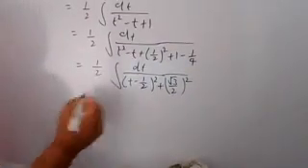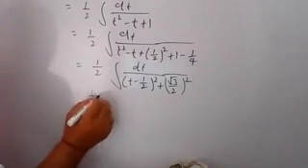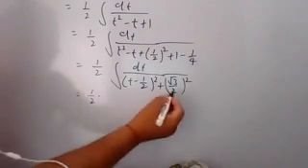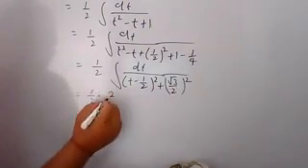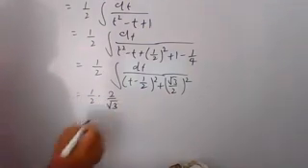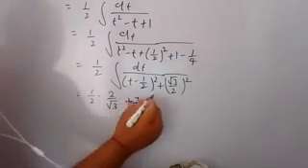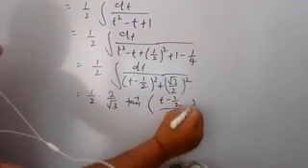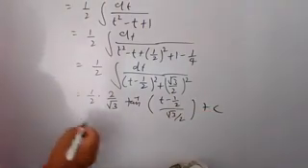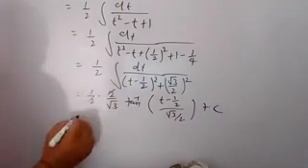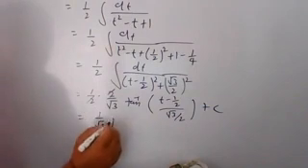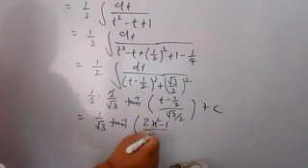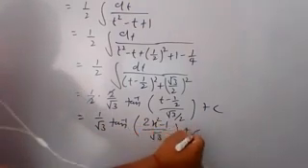So applying it, you have 1 upon 2 into 1 by a. Since your value is equal to root 3 by 2, you can write it directly as 2 by root 3. Tan inverse x by a means tan inverse of t minus 1 by 2 upon root 3 by 2 plus c. And putting the value of t and simplifying it, you have 1 upon root 3 tan inverse 2x square minus 1 by root 3 plus c is your answer.